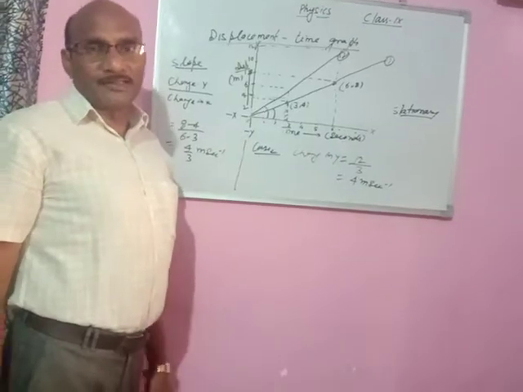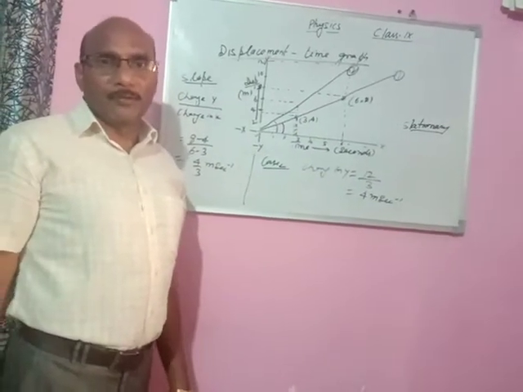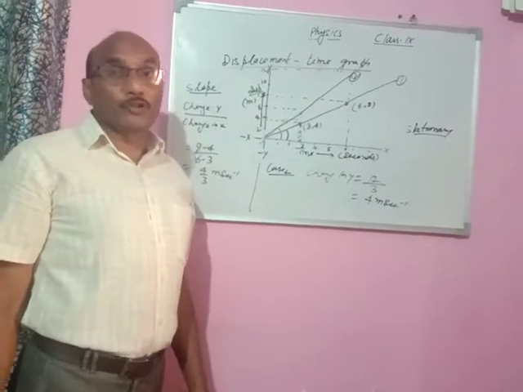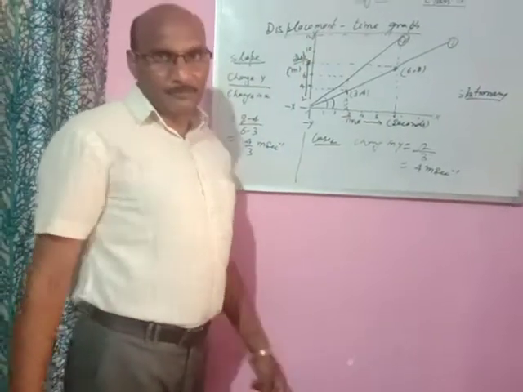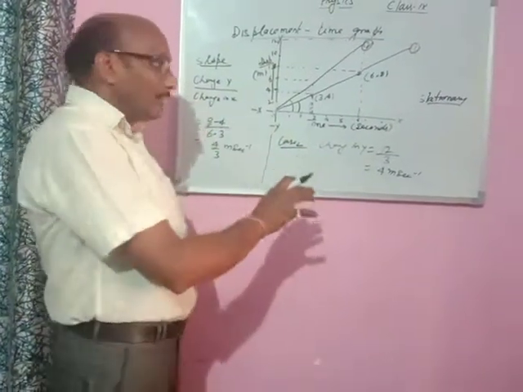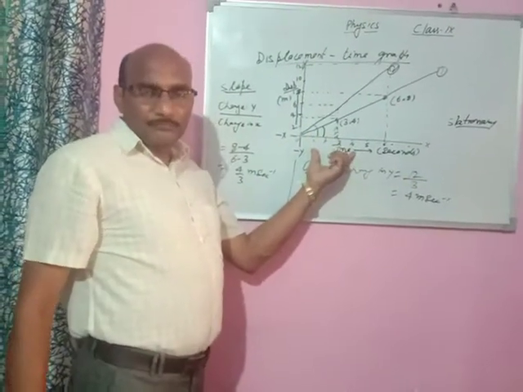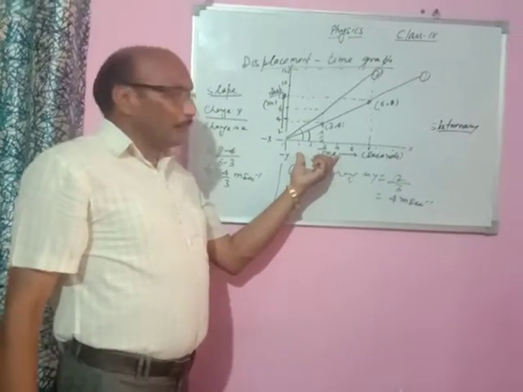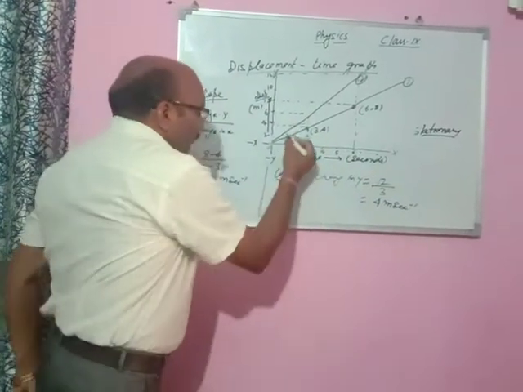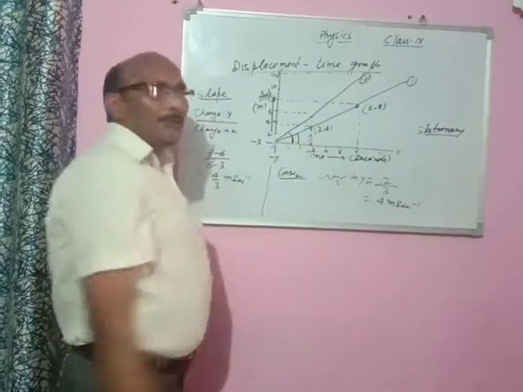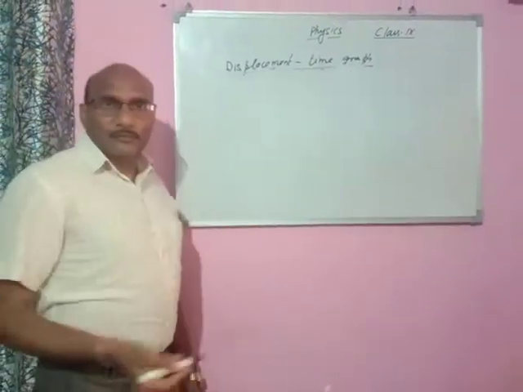So how to analyze? By just observing the graphs, we can tell which object is moving faster and which is moving slower, if the graph is between time and displacement. I hope you understood. Again I will tell, let two graphs be drawn on the same scale, between time and displacement. The graph in which the angle is more, the velocity will be more. It means the slope is more. Take two more examples.